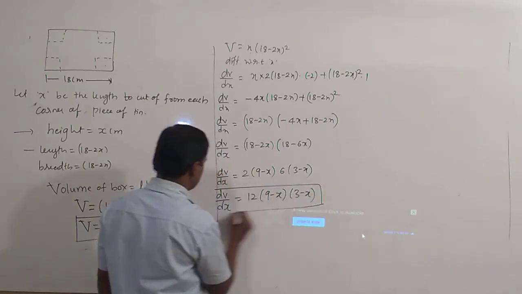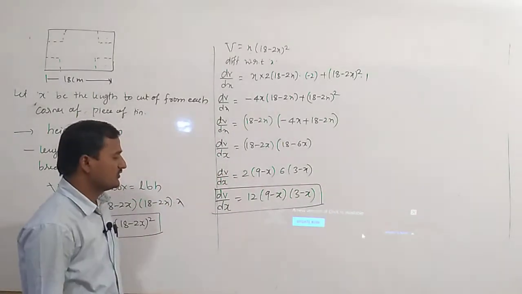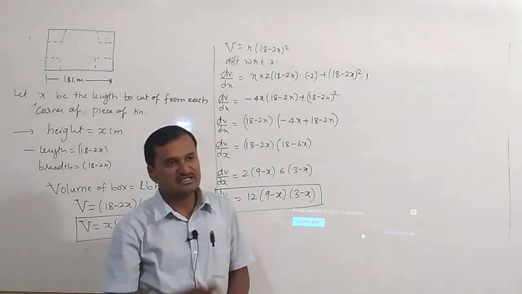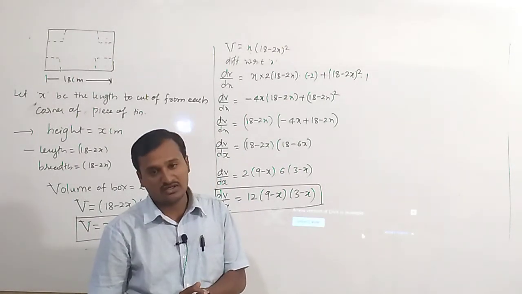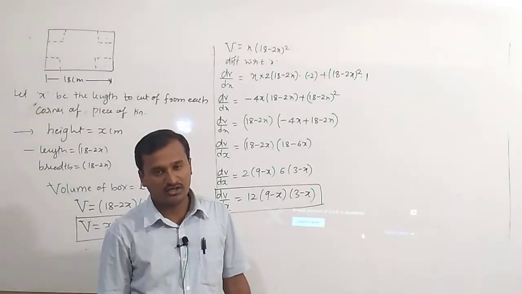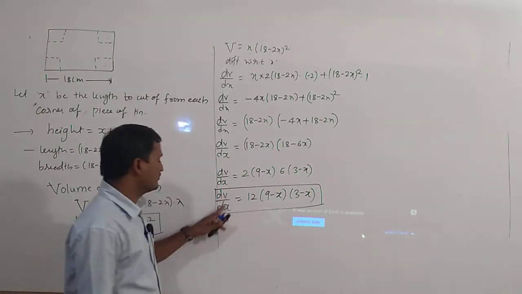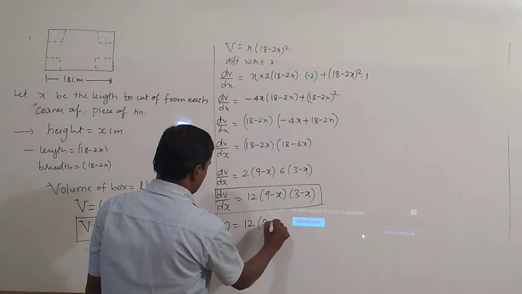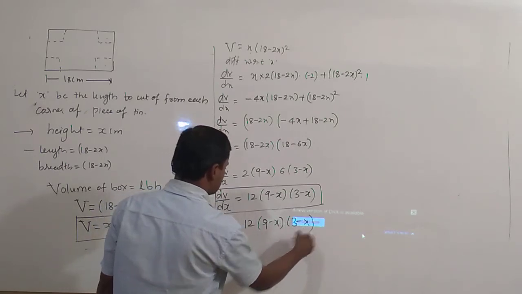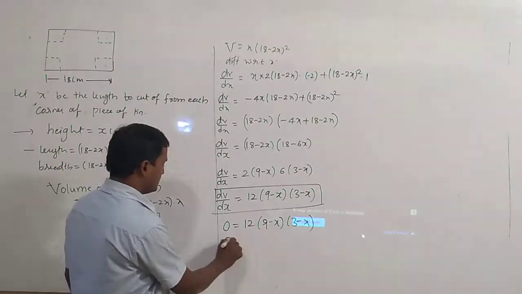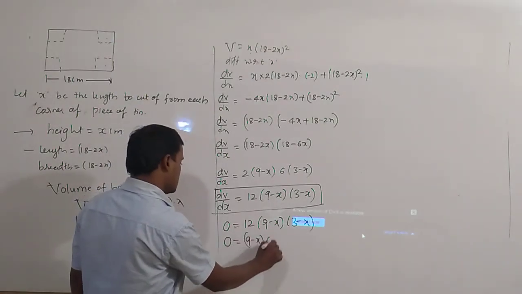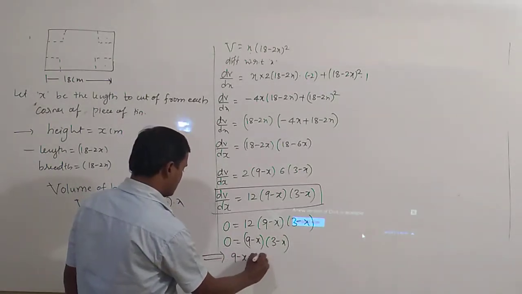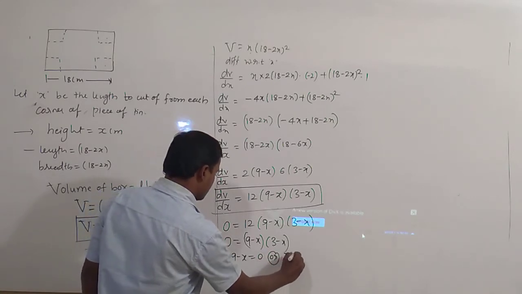So now you got dv by dx, right? And already you know that the volume should be maximum. Volume is maximum only at the critical point, so here we should find the critical point. To find the critical point, we have to substitute dv by dx equal to 0. So therefore 0 is equal to how much? 9 minus of x into 3 minus of x, right? So take this 12 to this side, so here what you are getting? 9 minus of x into 3 minus of x, right? So this implies 9 minus of x equal to 0 or 3 minus of x equal to 0.